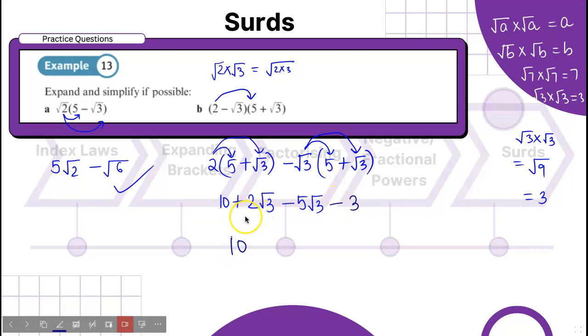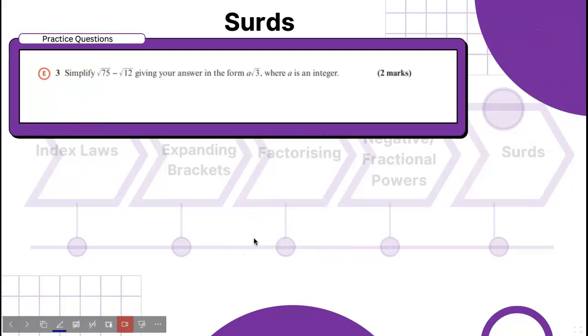So, 10 plus 2 root 3 minus 5 root 3. It will give us minus 3 root 3 minus 3. So, these two are whole numbers or integers. We can solve them together. That will give us 7 minus 3 root 3. This is how we expand. So there is nothing new. Just follow the same method and keep going. Next we have simplifying, and let's go with that.